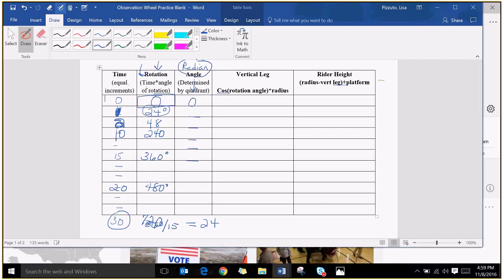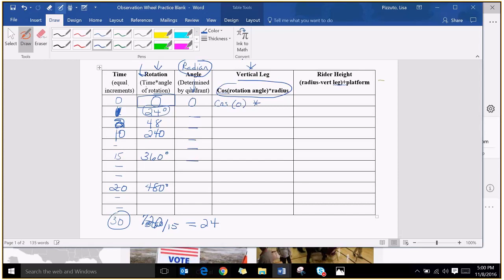Then you convert your angle to radians, and that's just an operation in Google Sheets, and we'll go over that in a second. Then you have the fourth column, which is where you figure out your vertical leg. This is also an operation in the Google Sheet: you take the cosine of whatever this angle is, in this case it would still be 0, and you multiply it by the radius.